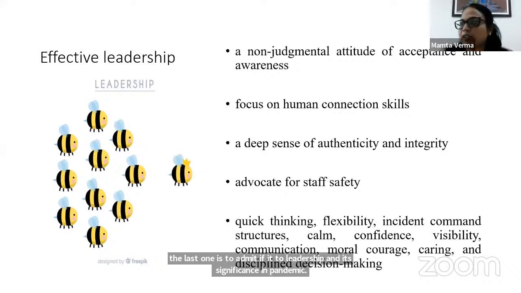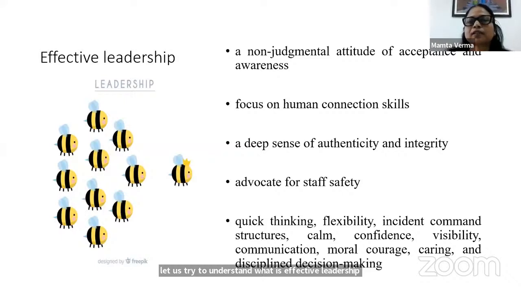Let us try to understand what is effective leadership. The effective leader is non-judgmental, of acceptance and awareness, focused on human connection skills, with a deep sense of authenticity and integrity, an advocate of staff safety, quick in thinking, flexibility, structured, calm, confidence, communication, moral courage, discipline, and decision making.